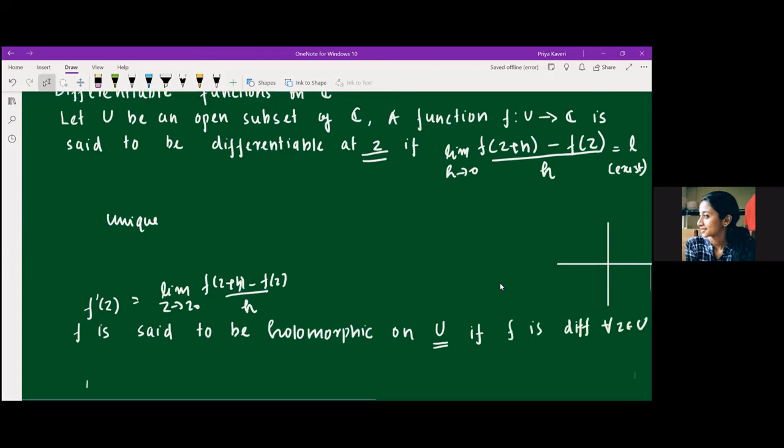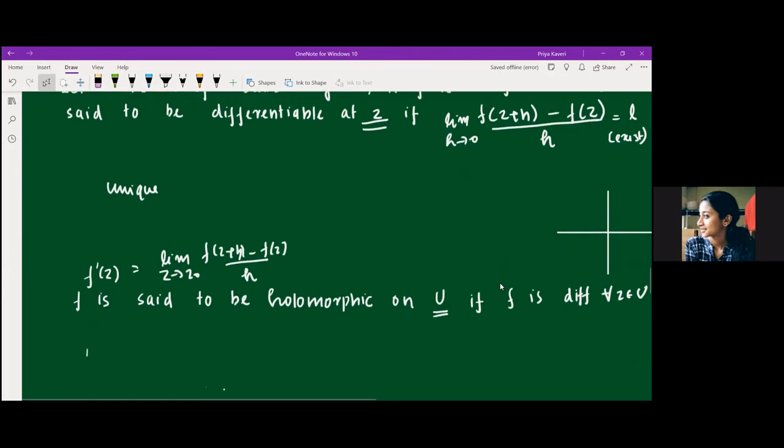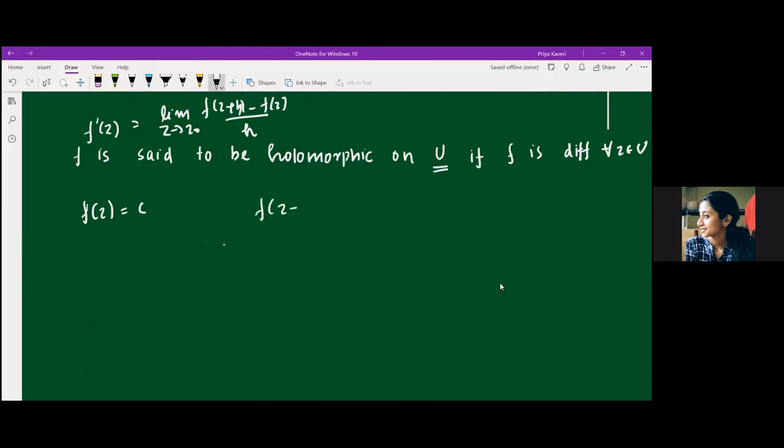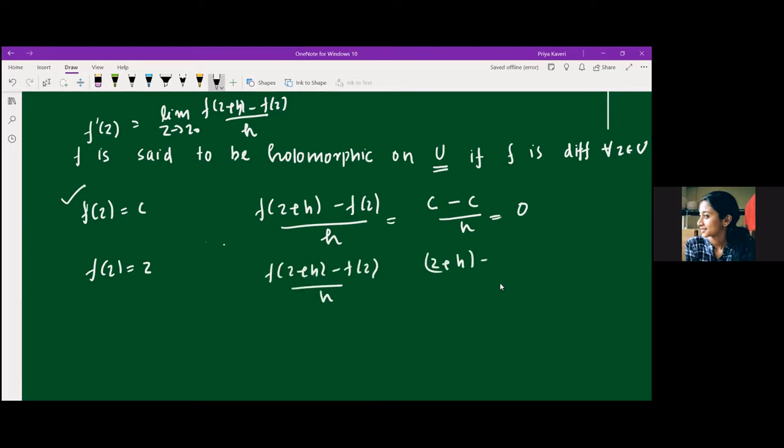Okay, so let's see some examples. If f(z) is a constant function, this is very easy to observe. What will be the quotient (f(z + h) - f(z))/h? f(z + h) is c, f(z) is c, so this will be 0. So the limit exists, and the constant function is holomorphic. Similarly, f(z) is equal to z. What is this quotient? (z + h - z)/h, so this is 1. So the limit exists and this is holomorphic.